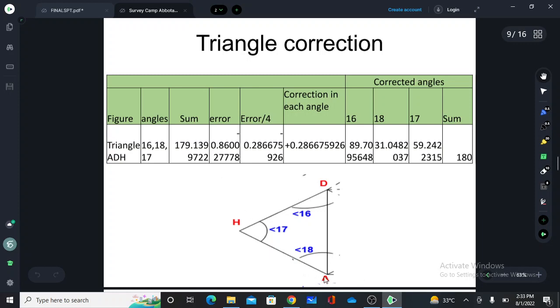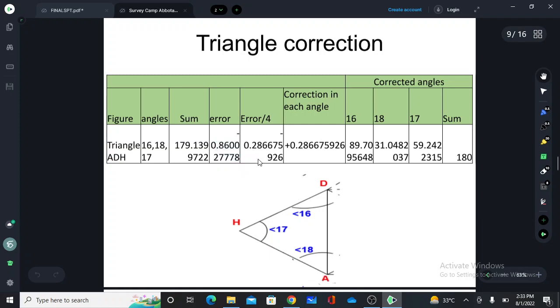So let's say that this is a triangle AHD and it has internal angles 16, 17, 18. We know from geometry that the sum of internal angles should be 180 degrees. You see here these angles 16, 18 and 17 are giving us a sum of 179. That means it has an error. So we subtract it from 180. This is the error that we get.